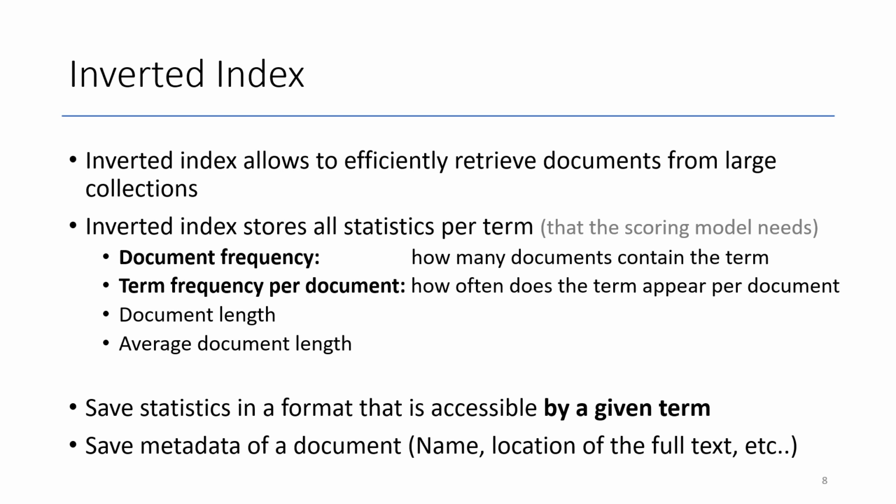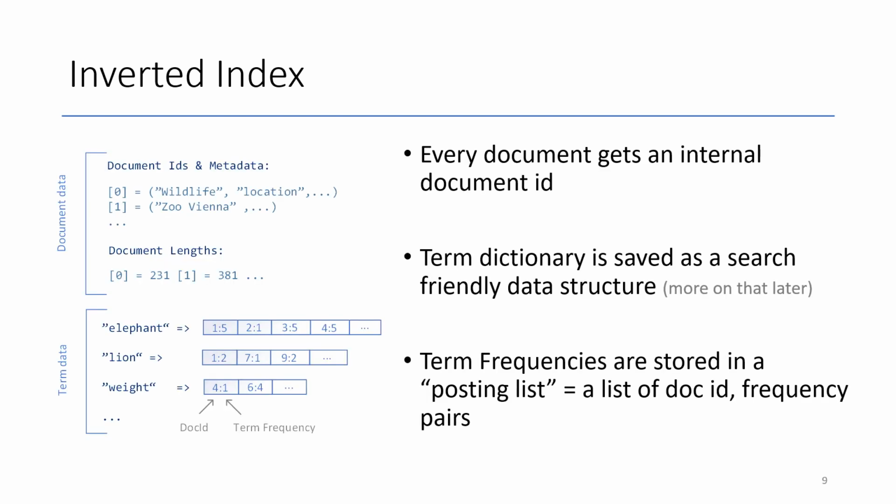And we need to save those statistics in a format that is accessible by a given term, because at query time, we only know the query terms. And additionally, of course, we can also save metadata about a document, such as the name, the title, and some paths to be able to display the document to the user later on in the user interface. And a very simple overview over this data structure is shown here.